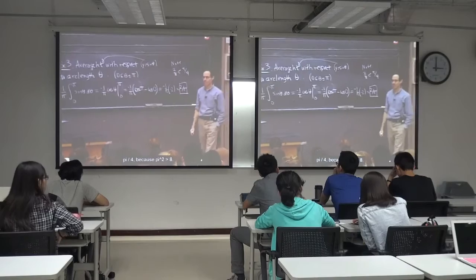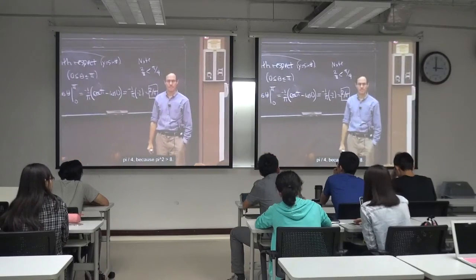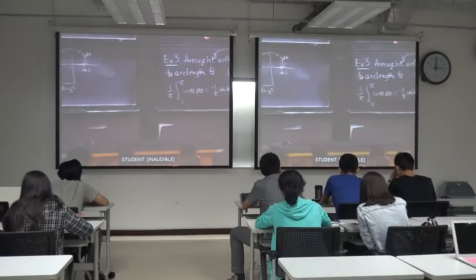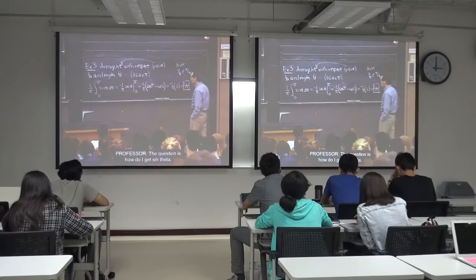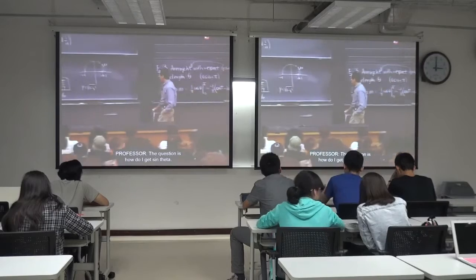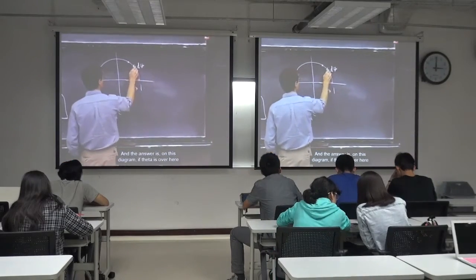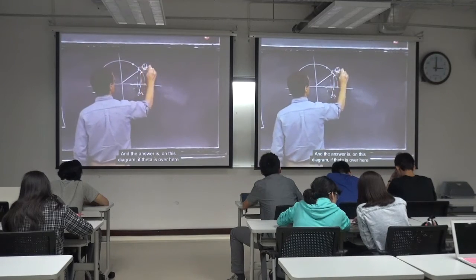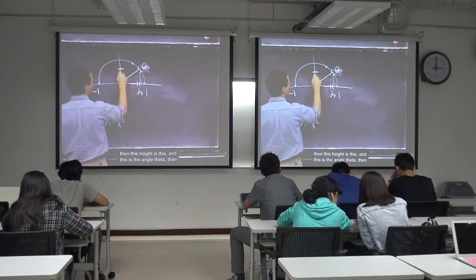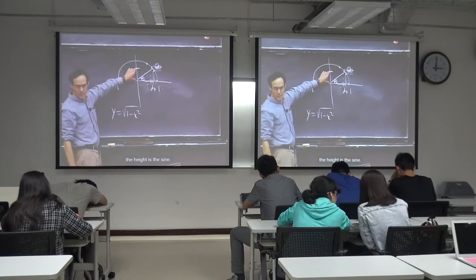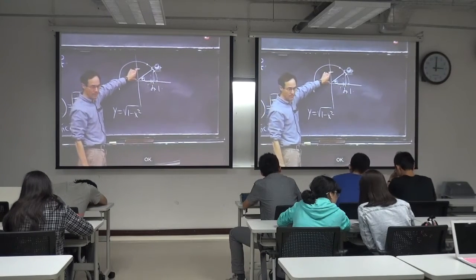Yeah, question? The question is, how did I get sine theta? And the answer is on this diagram, if theta is over here, then this height is this, and this is the angle theta, and then the height is the sine. Okay.